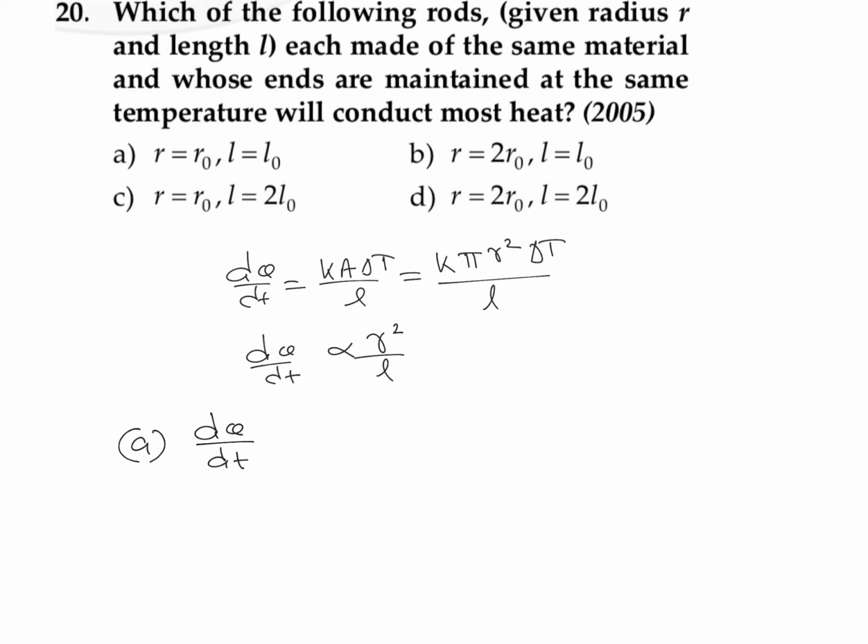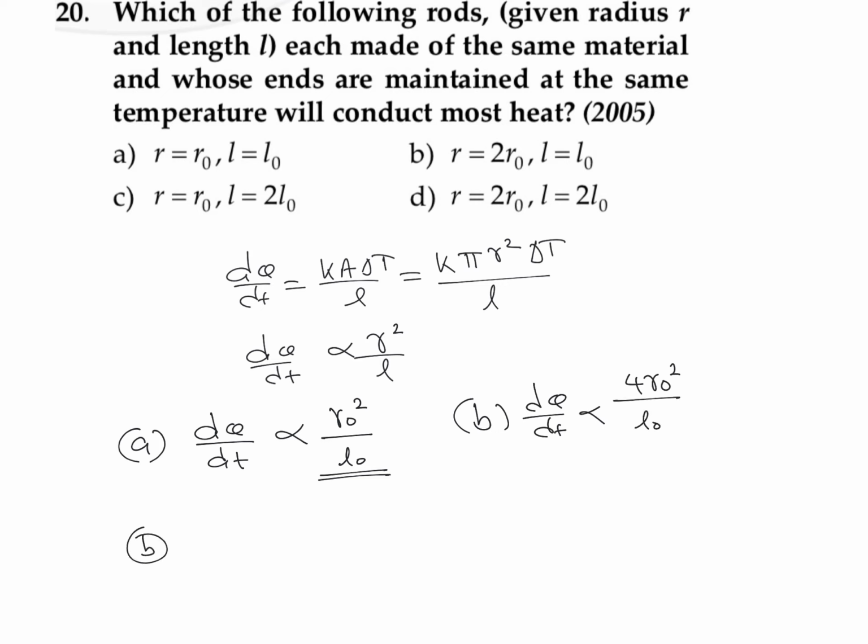So dQ/dt in the first situation is directly proportional to, we can take r as r naught square and L as L naught. So it is r naught square by L naught. And in option B, you can observe that dQ/dt is directly proportional to, the value of r is given as 2 r naught. So the square of that will get us 4 r naught square divided by L naught.